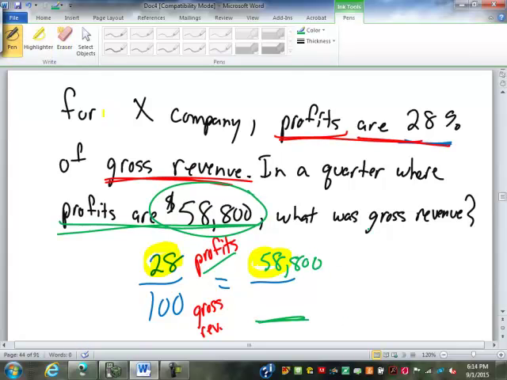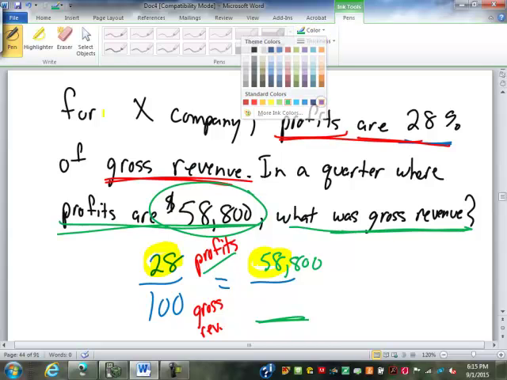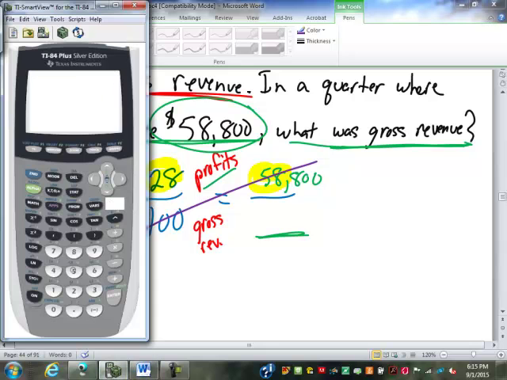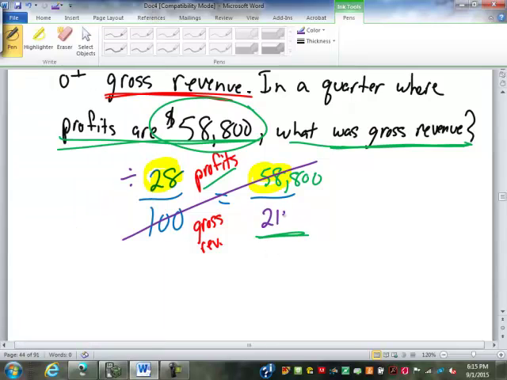Our missing number is the gross revenue. We're looking for the gross revenue. So we are going to cross multiply and divide. 100 times 58,800 divided by 28, which is going to give us what? $210,000 for our gross revenue. Any questions? Okay.